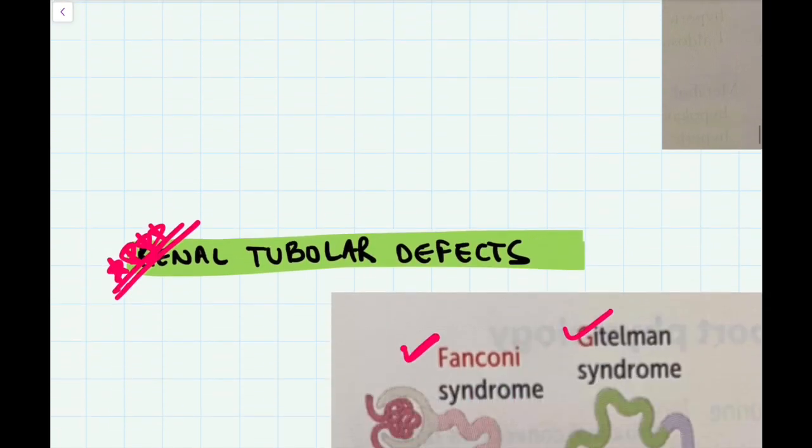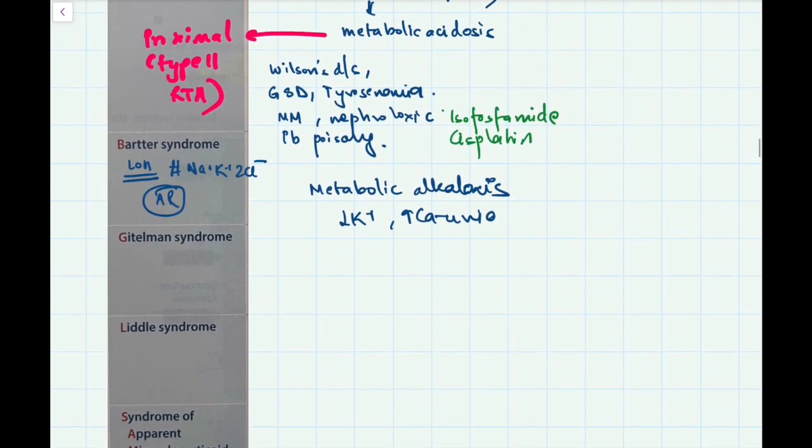Also remember that the Barttin gene is located in the cochlea. So in Bartter syndrome there may also be sensorineural hearing loss. Then next is Gitelman syndrome.